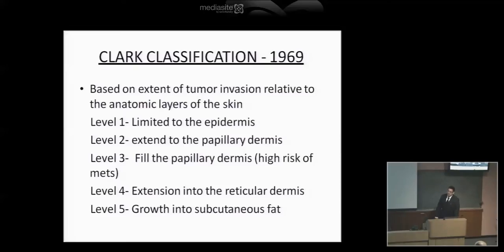Dr. Clark, who was a pathologist at Mass General Hospital in 1969, came up with the first classification of melanoma, which was based on the tumor invasion vertically with regards to the anatomic layers of the skin. Level 1 was limited to the epidermis. Level 2 extended to the papillary dermis. Level 3 completely filled the papillary dermis and reached the interface between the papillary and the reticular dermis. Level 4 was extension into the reticular dermis, and level 5 was beyond that into subcutaneous fat.